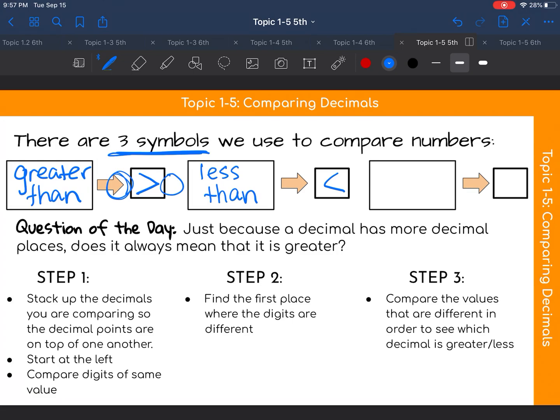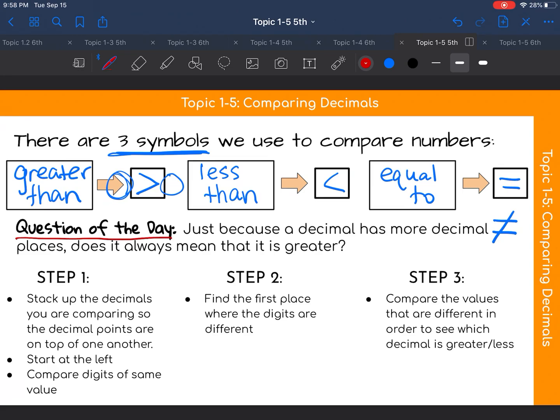And the last way we compare decimals is the equal to symbol, and that is just an equal sign. And then we also have one more, which isn't listed on here, but it's this symbol, like that. And that basically means if there's a slash through the equal sign, it means they are not equal.